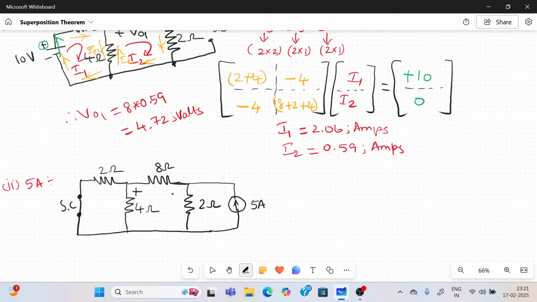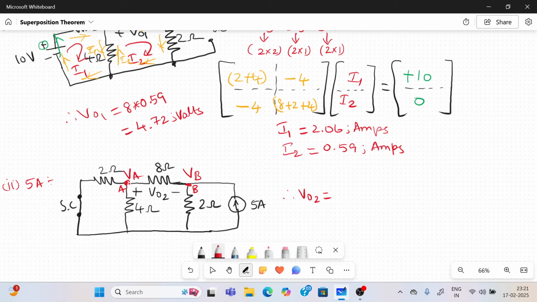Now what is the voltage equation? This is V01 for the first case, and this is V02 for the second case. Now we can apply any method, so I will use nodal analysis. This is node A, the voltage is VA. This is node B, the voltage is VB.